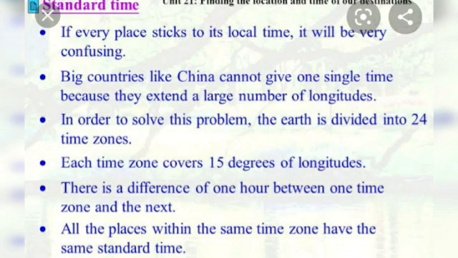Now the earth takes 24 hours to complete one rotation. So we have 24 time zones. Each time zone covers 15 degrees of longitude.